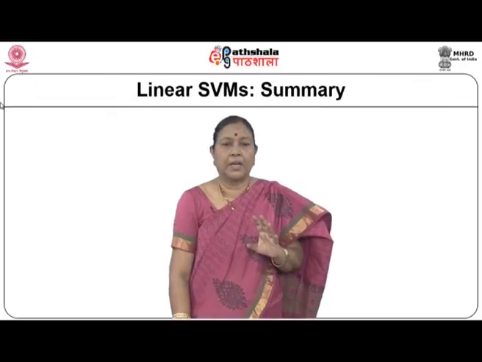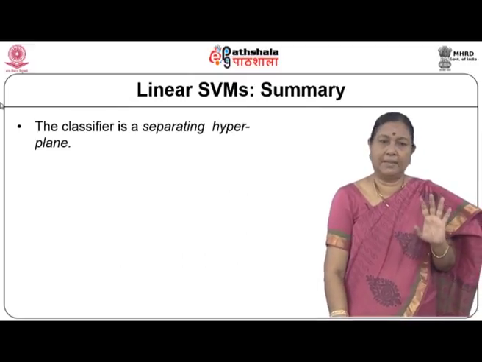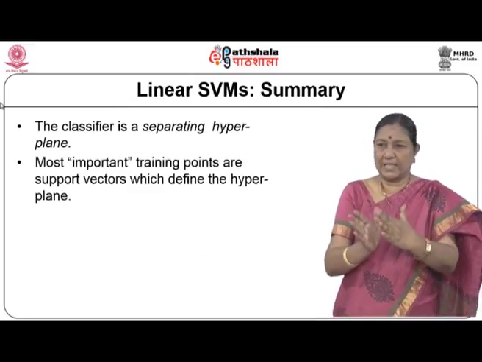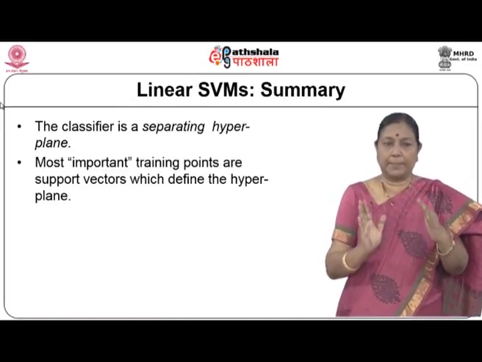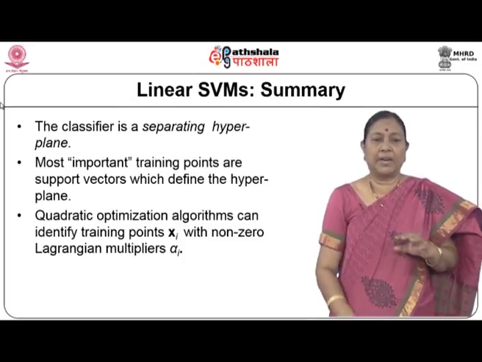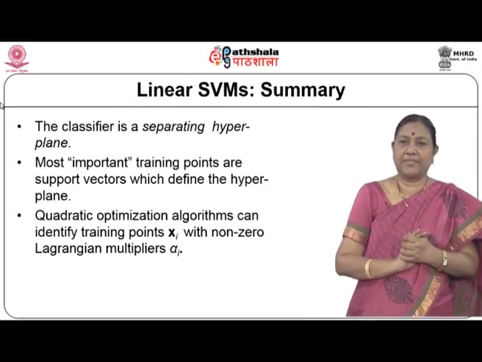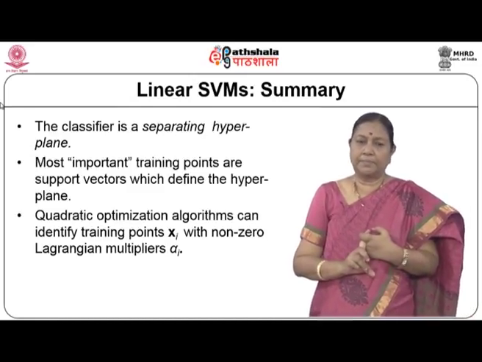Now, let us look at the summary of linear SVMs. The classifier is a separating hyperplane. The most important training points are the support vectors, which define this hyperplane, because the support vectors decide what the hyperplane is. Quadratic optimization algorithms can identify training points with a non-zero Lagrangian multiplier alpha.